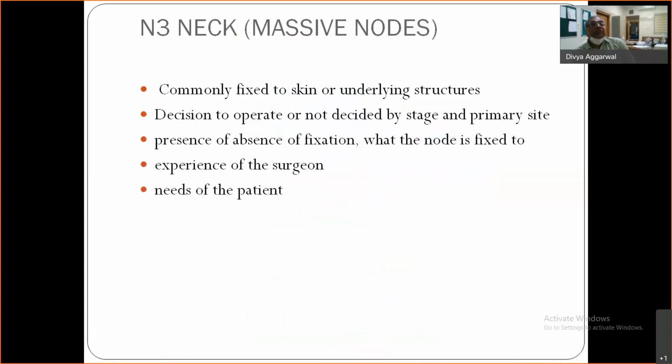So this algorithm has been taken from the standard textbooks. And what are the N3 necks? These are nodes fixed to the underlying structure or to the skin. Whether to operate or not is decided by stage and primary site, and the presence or absence of fixation. Whether the node is fixed.